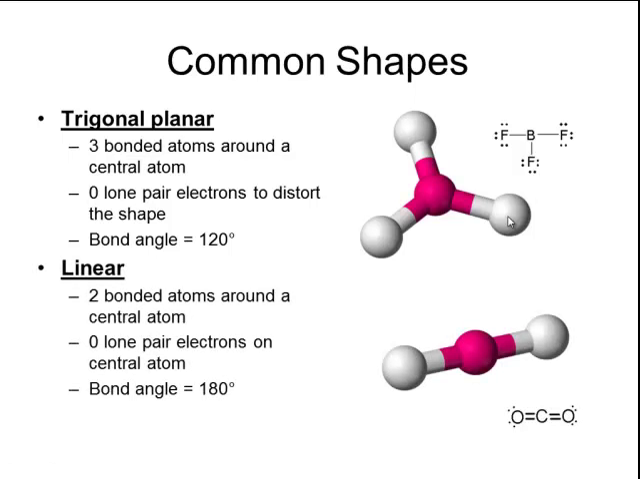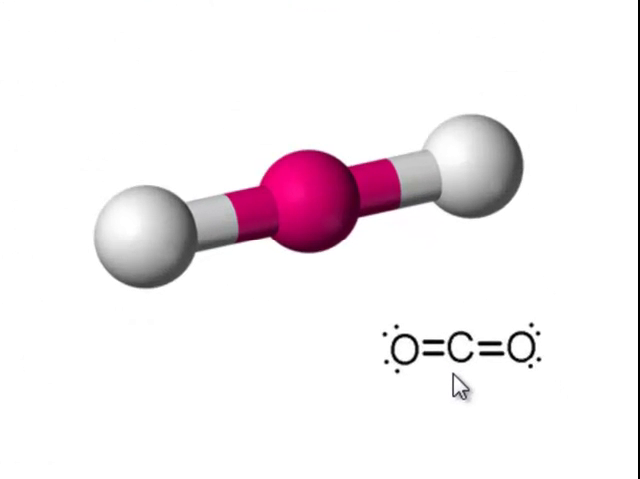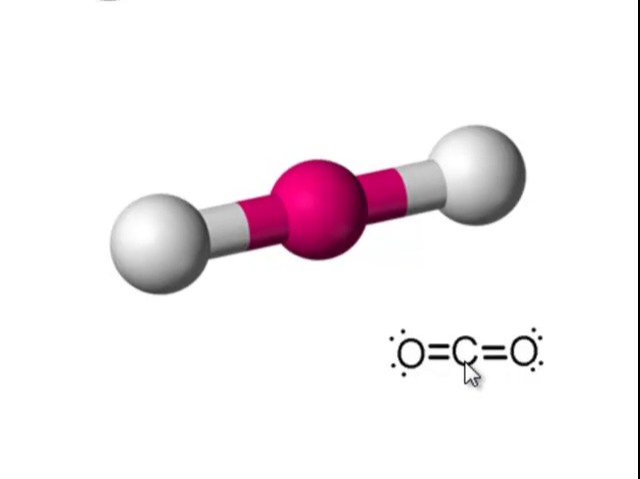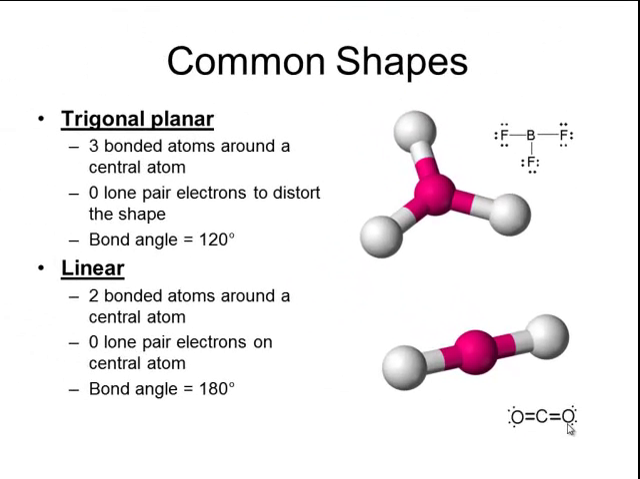The last shape is called linear. In a linear molecule, there are normally 2 bonded atoms around a central atom. In carbon dioxide, we have a carbon atom, and we have 2 atoms that are bonded to it. Now notice it doesn't matter how many chemical bonds are between the two. It only matters how many atoms are actually bonded to the center atom. And in a linear molecule, there are no lone pairs on the central atom. Notice there are lone pairs on the outside, but there are none on the center to distort the shape. And so this bond angle will be 180 degrees between the two atoms on the outside.